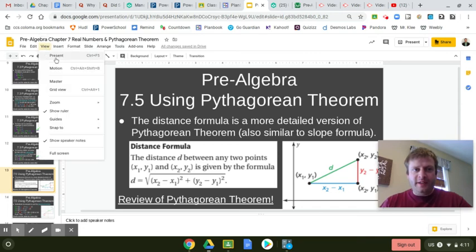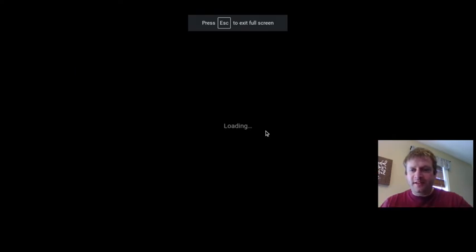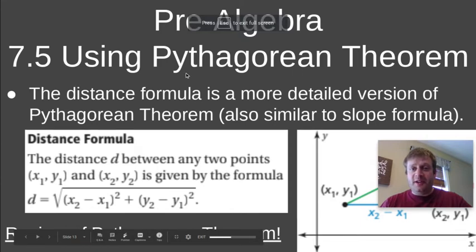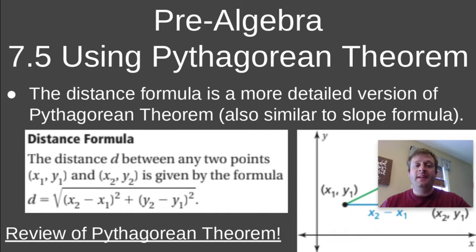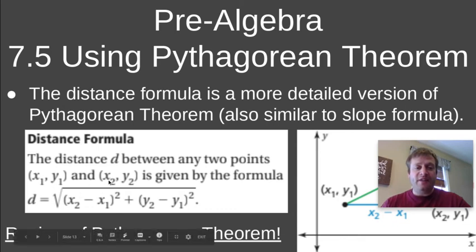Okay, last learning target for the chapter is uses of Pythagorean theorem, also better known as the distance formula. And all the distance formula is, it's a more detailed version of Pythagorean theorem when I have 2 points. So it's the idea if I know 2 points, I know the x coordinates, x2 and x1.